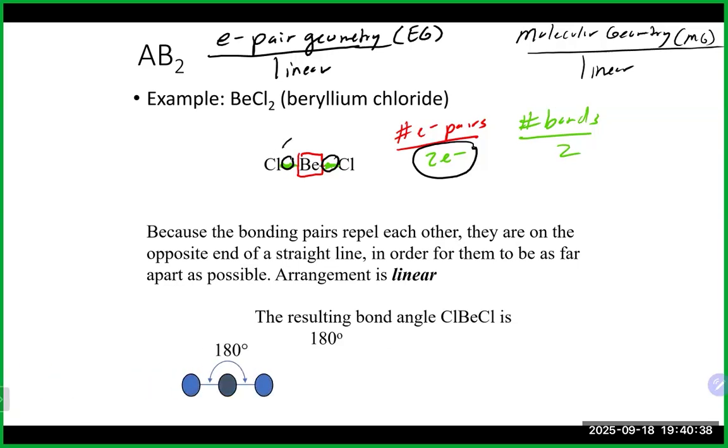That's essentially as far as they can get from one another, and that will get you that 180-degree bond angle. And 2 electron pairs and 2 bonds will always give you that linear molecular geometry and also the linear electron pair geometry, again, because our bonding electrons are moving our atoms with them. So everybody's going to move basically the same.